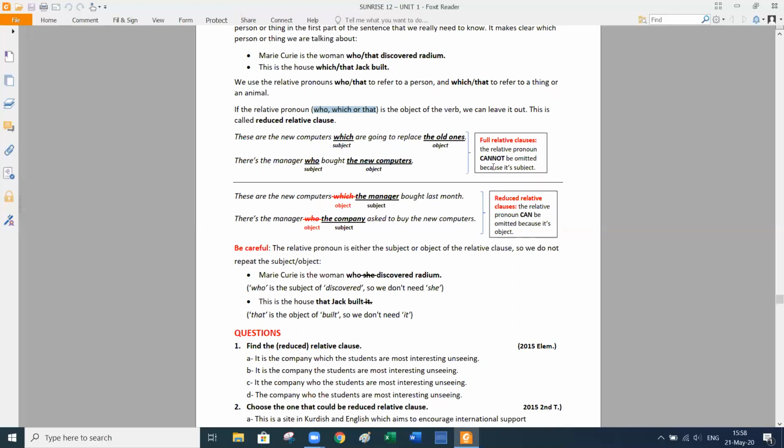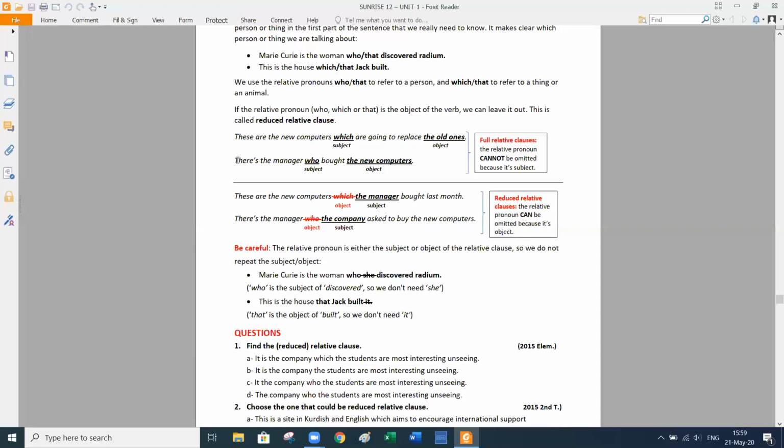It cannot be reduced. I mean, the relative pronoun cannot be omitted, cannot be left out, because it's the subject. So whenever it's the subject in a full relative clause, in a defining relative clause, we cannot omit it, we cannot leave it out, or let me say, we cannot reduce this kind of relative clause.